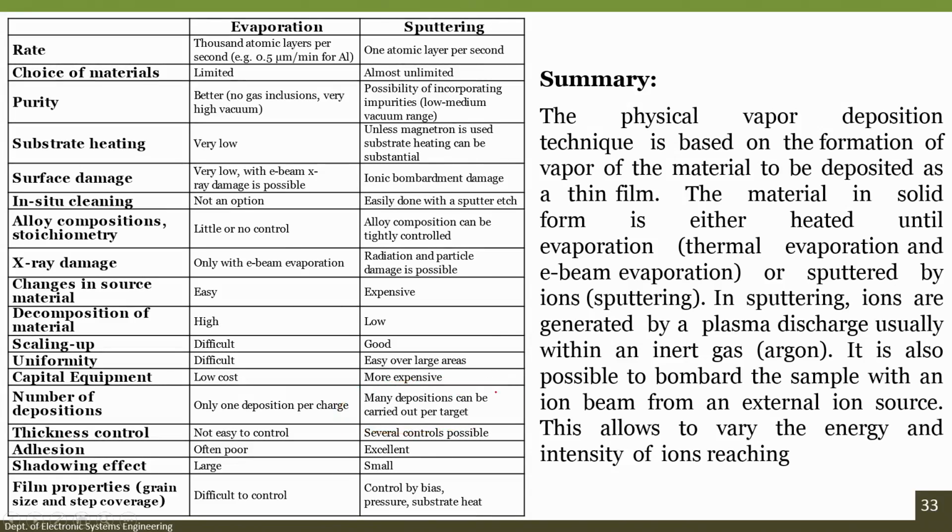Of course, the capital equipment one-time installation cost is more expensive for sputtering over thermal evaporation. Thickness control is not so easy in evaporation, while in sputtering several controls are possible. Adhesion means how good your film is stuck onto the substrate. In the case of sputtering, the adhesion is excellent, while in case of thermal evaporation it is poor. Shadowing effect is large in evaporation, while in sputtering the shadowing effect is small.